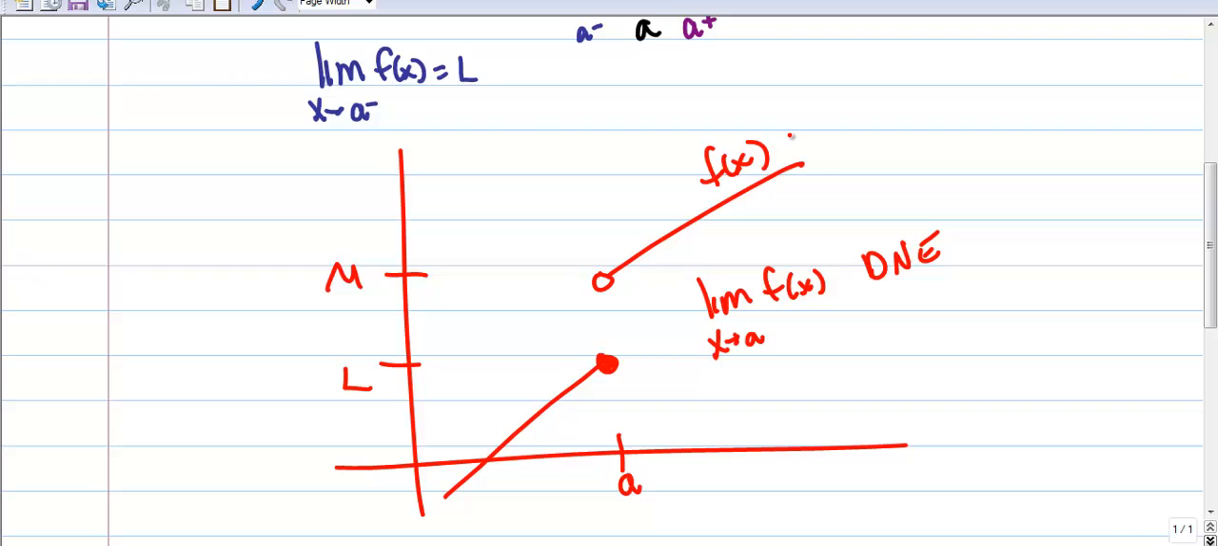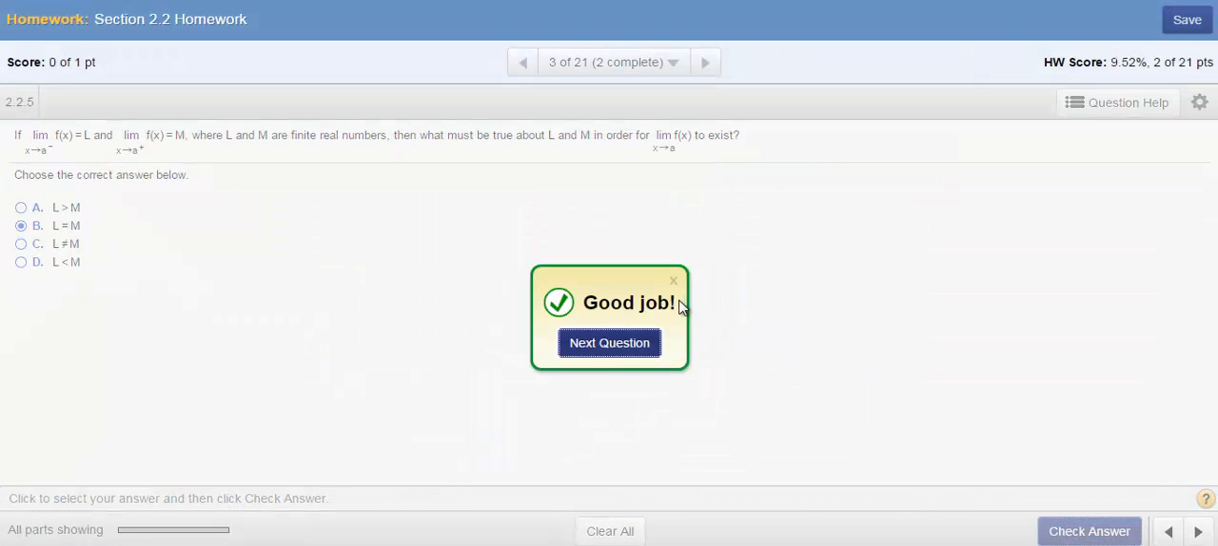Apparently my phone is telling me I have somewhere to be shortly. All right. So let's look at the next one. I guess I should check that.